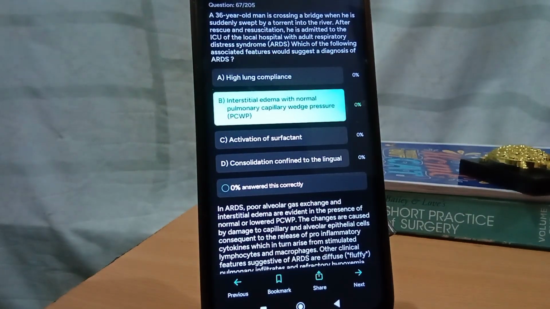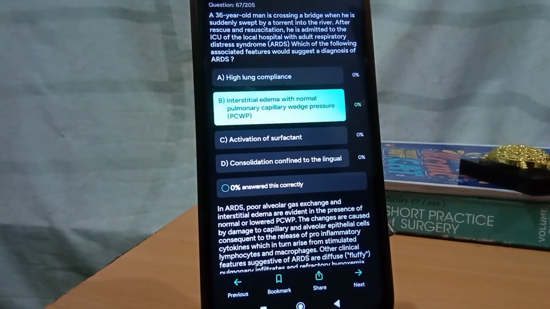A 36-year-old man is crossing a bridge when he is suddenly swept by a torrent into the river. After rescue and resuscitation, he is admitted to the ICU of the local hospital with ARDS. Which of the following features suggest the diagnosis of ARDS? The options are high lung collapse, interstitial edema with normal pulmonary capillary wedge pressure, activation of surfactant, and consolidation confined to the lingula.